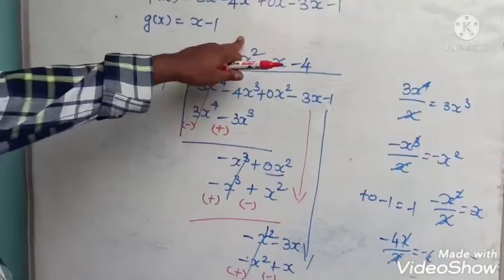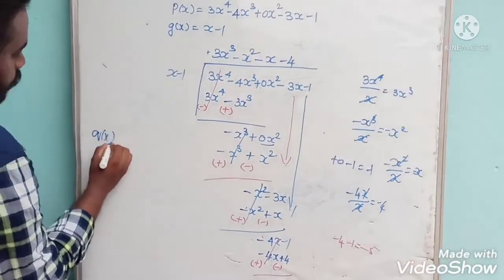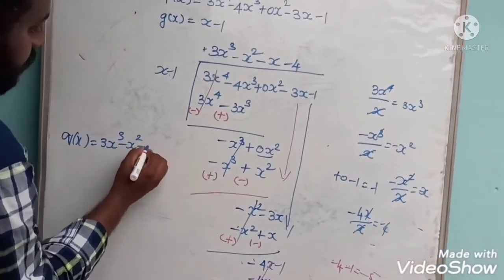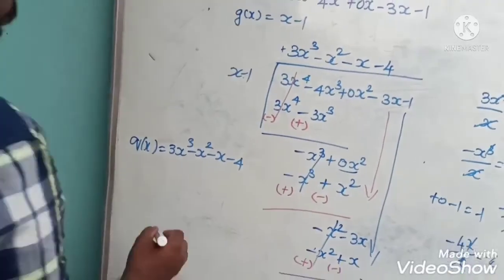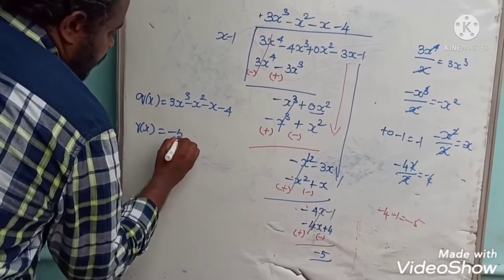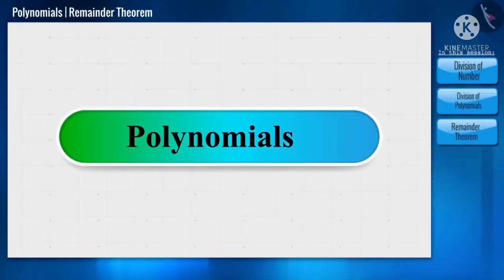So the quotient is there, the remainder is there. Q of x is equal to 3x cube minus x square minus x minus 4. And then R of x is equal to minus 5. Next we move on to example number 8.